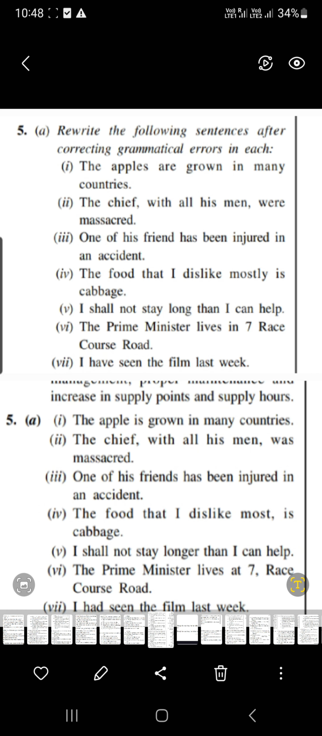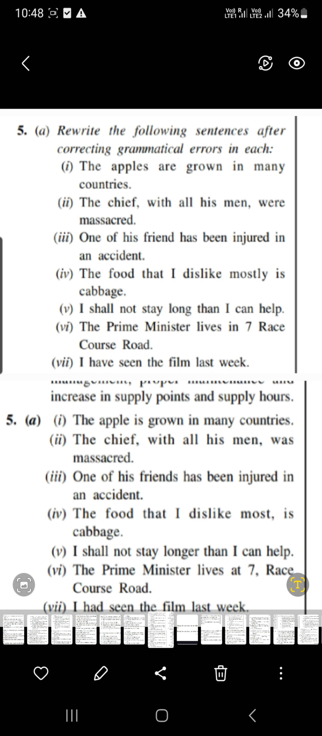Then the second one, the chief with all his men were massacred. So again, over here you don't have to use the word were, you have to just put the word was, because you're speaking of the chief. Okay, you're just saying that he was with all of his men, but you're not saying that all of them were massacred. So the chief with all his men was massacred. All right.